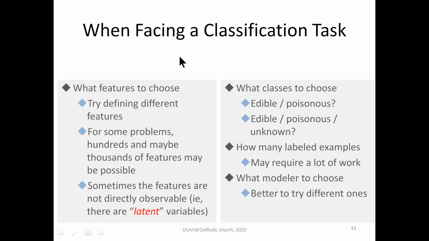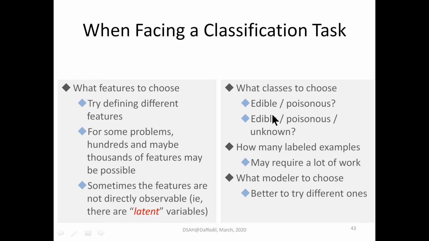So when facing a classification task, what features to choose? Try defining different features. For some problems, hundreds or maybe thousands of features may be possible. Sometimes the features are not directly observable; they are latent variables. Why are we talking about it? Because when we are deciding on features, we must have a very clear scientific background for selecting them in order to ensure that my classification model works better.